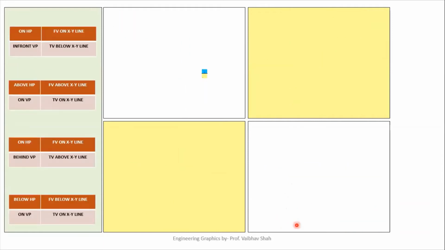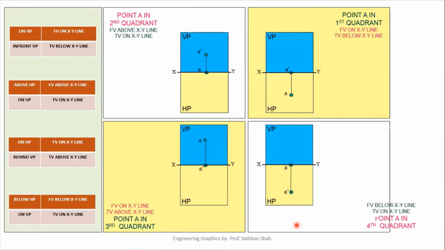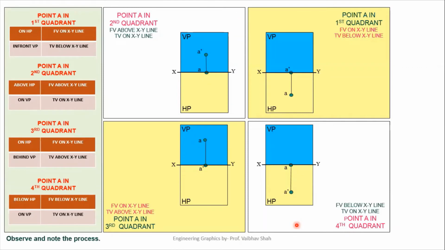Now in examination, we'll be plotting these points in two-dimensional figures with respect to XY line, just what we have done previously. So let us denote these things. If your point A is in first quadrant, on HP and in front of VP, you will have front view on XY line. That means A dash on XY line, and in front of VP means top view below XY line, which means point A below your XY line. So we'll draw point A dash on XY line and point A below your XY line.